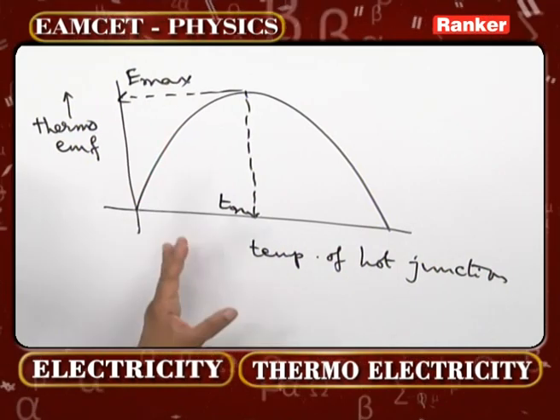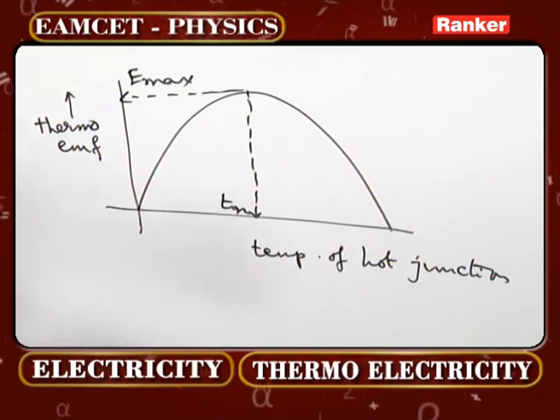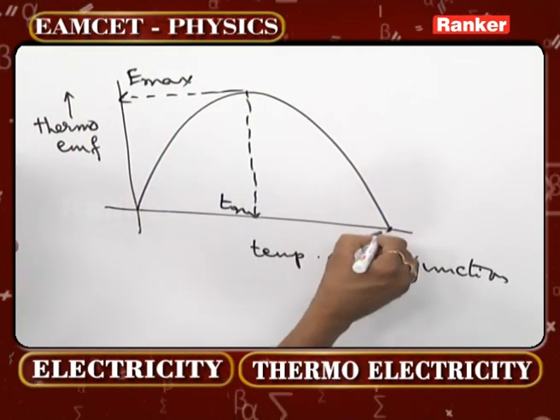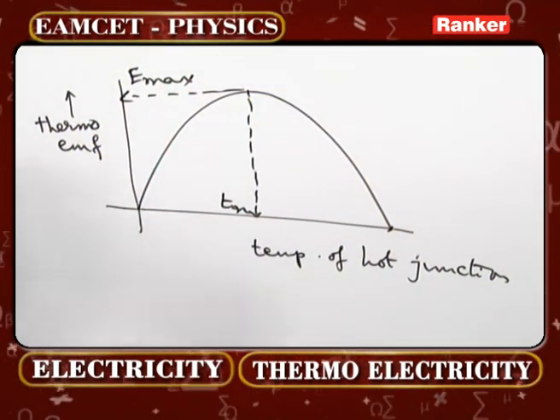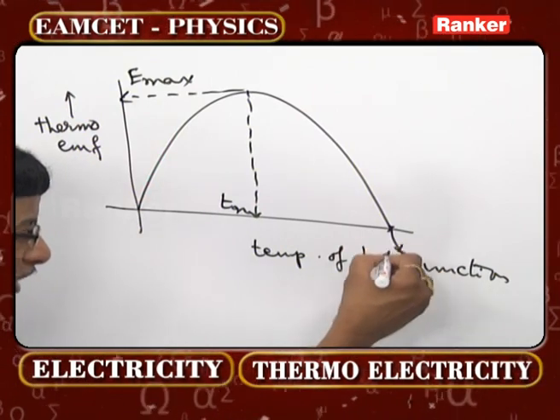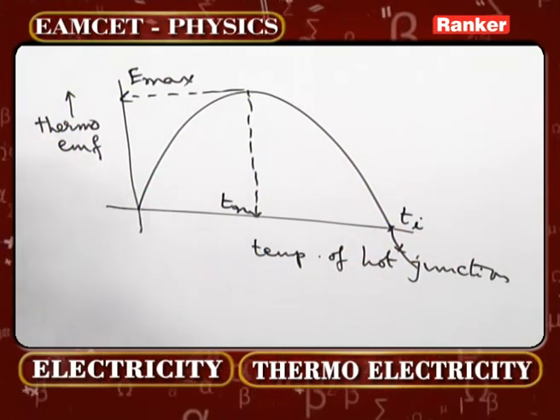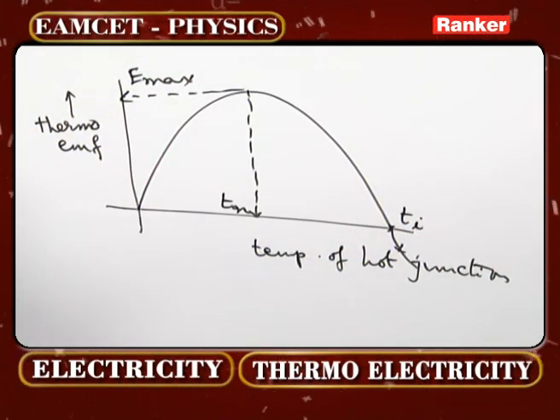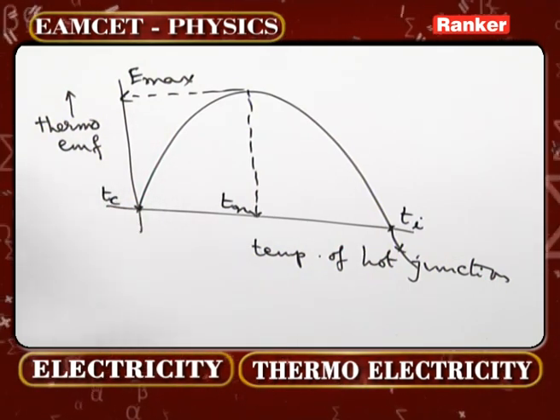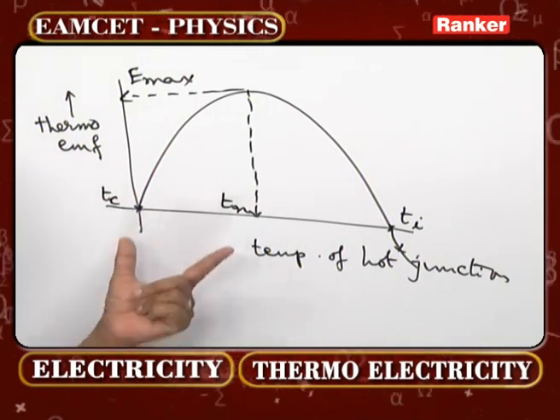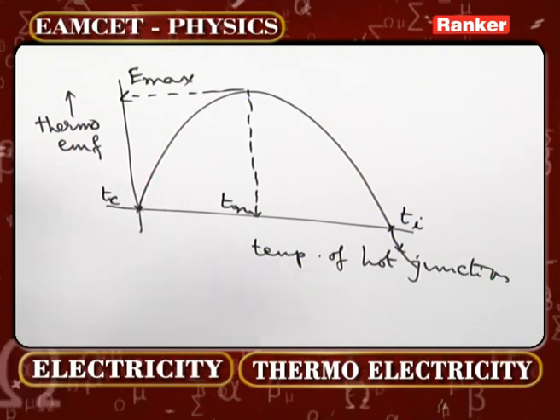It means that for a particular thermocouple, the neutral temperature does not vary. It is going to be constant. Whereas if I take the temperature of the hot junction at which the EMF becomes 0, or beyond which the EMF reverses its direction, this is what we call the inversion temperature or temperature of inversion. And if I take this as the temperature of the cold junction, then due to the symmetry of this graph, the difference between these two temperatures and the difference between these two temperatures are going to be equal.